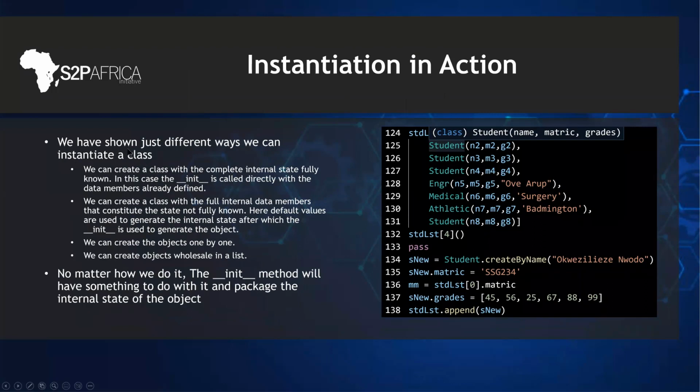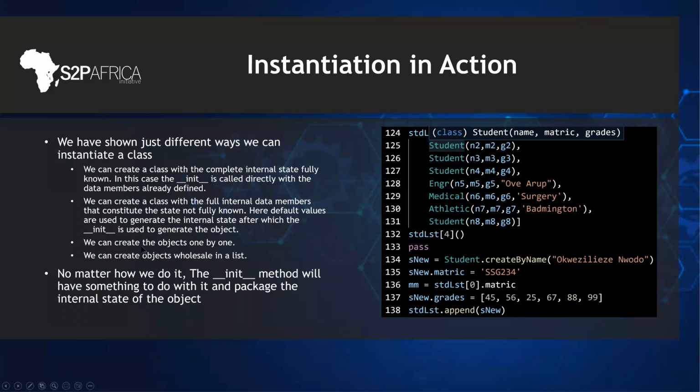So we have shown just different ways we can instantiate a class. We can create a class with the complete internal state fully known. In this case, the init is called directly with the data members already defined. We can create a class with full internal data members that constitute the state not fully known. Here, the default values are used to generate internal state, after which the init is used to generate the object. So an object that is generated by init can be fully known and may not be fully known. When it is fully known, everything is ready. When it's not fully known, some things are ready, some things are given some default values, which will later be made good.